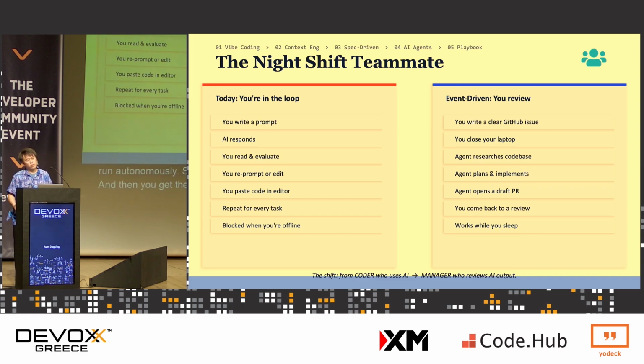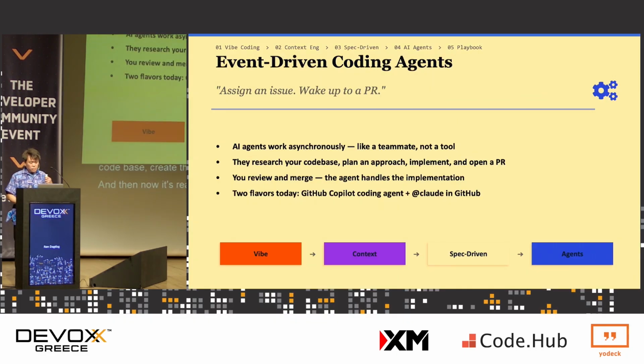On the event-driven side, you create a GitHub issue, and then once you create a GitHub issue, you let Copilot run in the cloud, run its own thing, create an agent that spins up and reads whatever is in the code base, creates that plan and implements it, creates a draft PR, and then now it's ready for a review.